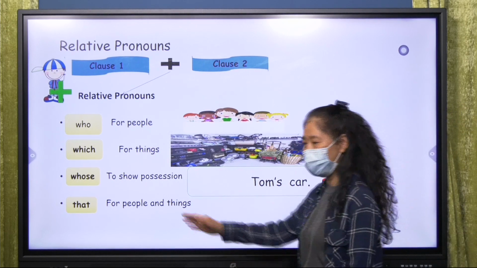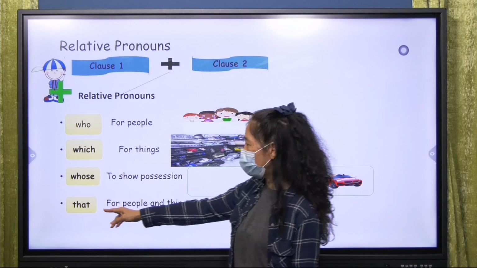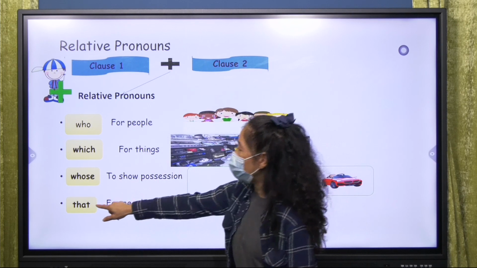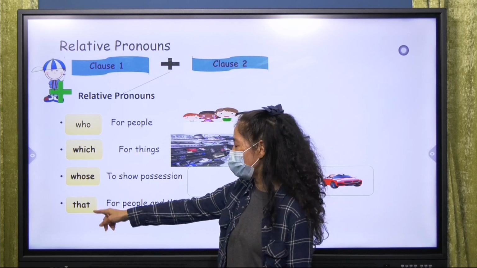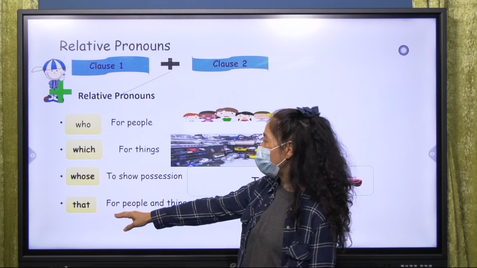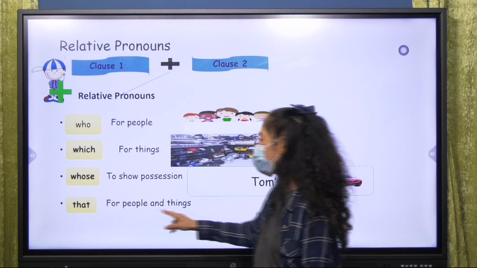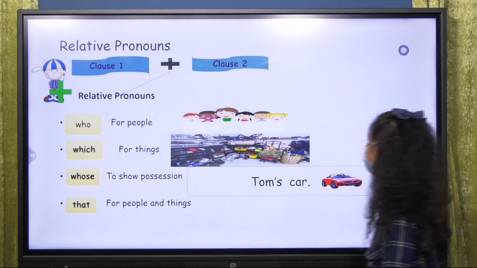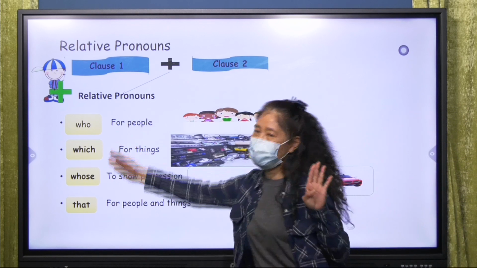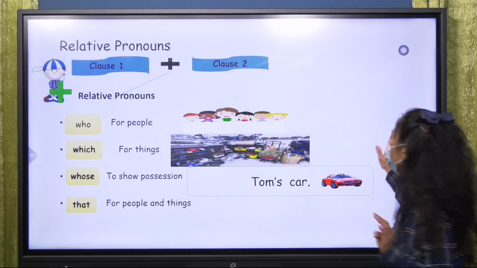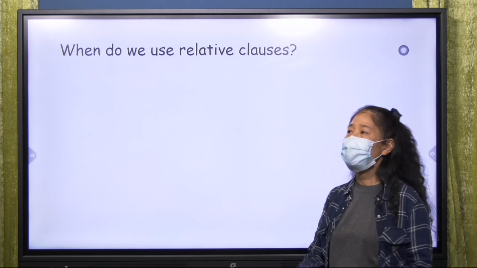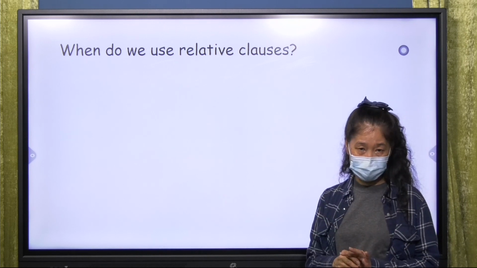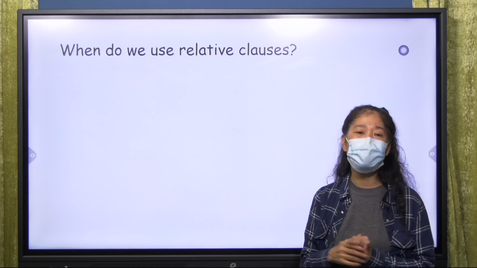And as for the last one, that. Now, look at this word that. Here, I put it last, but I can put it together with who and which. Why? Because this relative pronoun that can refer to people and can refer to things. So do remember these four common relative pronouns. Right now we talk about clauses, relative clauses, and also relative pronouns.